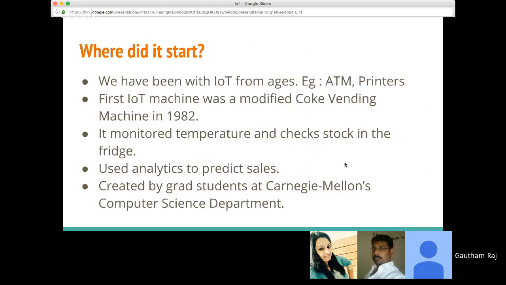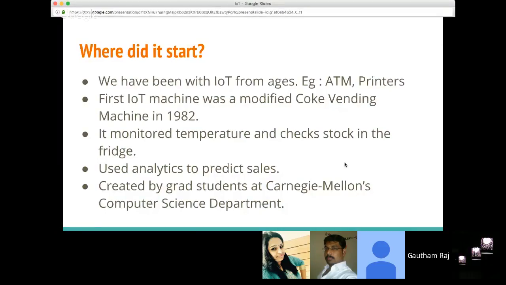So the next thing, where did it all start? We have been into IoT from ages. Like I told you before, printers are all examples of IoT. Even your ATM machine is an IoT one. The first IoT machine was a modified Coke vending machine in 1982. It was actually created by the students of Carnegie Mellon University, and it was just made as a fun project.